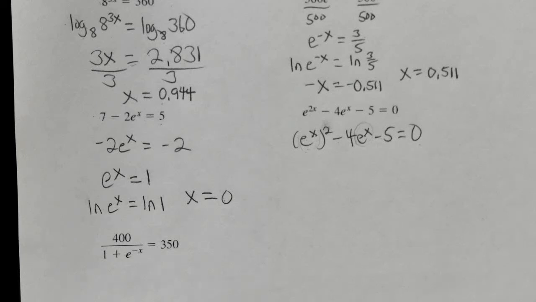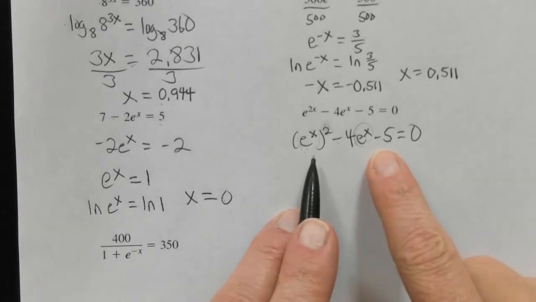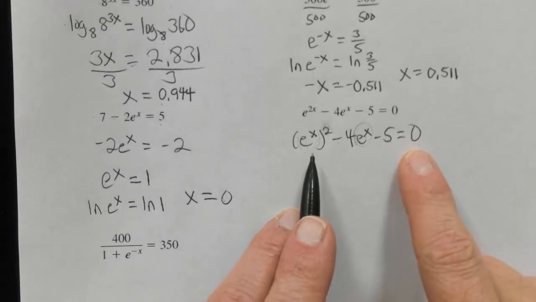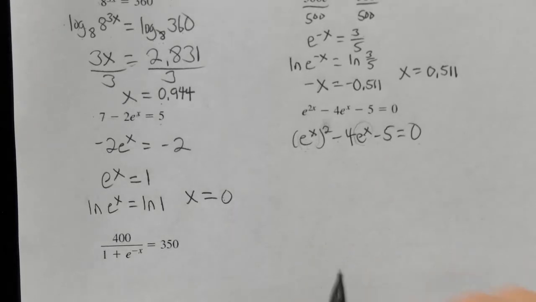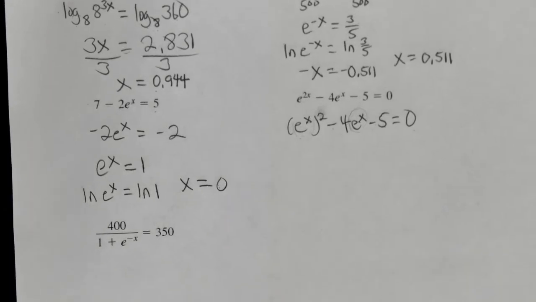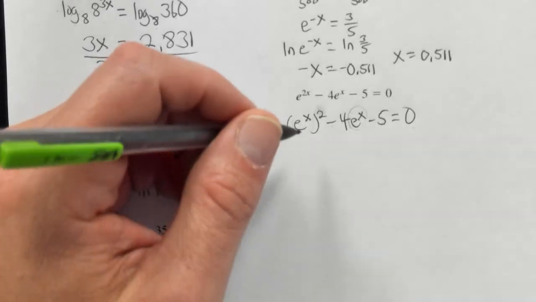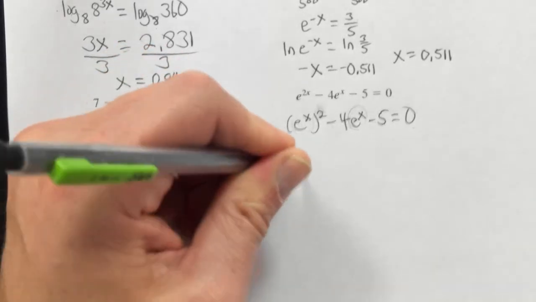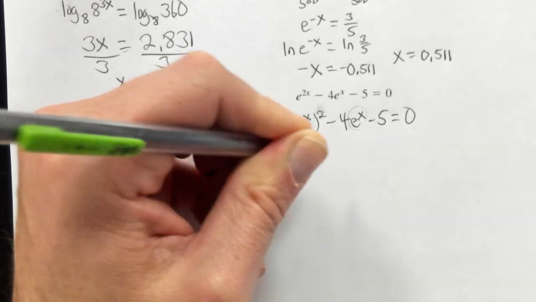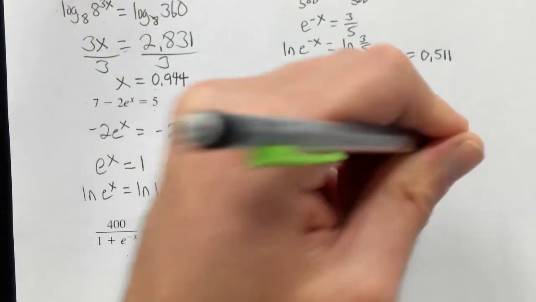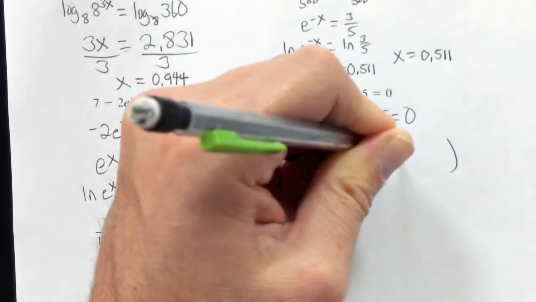This is a strategy that's used a lot in calculus called u-substitution. You can substitute it into something that's easier to solve, and then when you're done, substitute it back. But I don't think we need to go that far. We can just factor it just like this. So I'm going to go e to the x here and here, right?